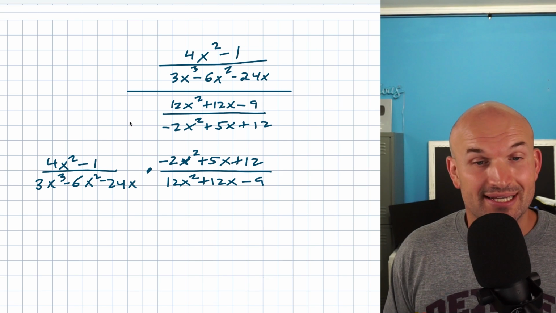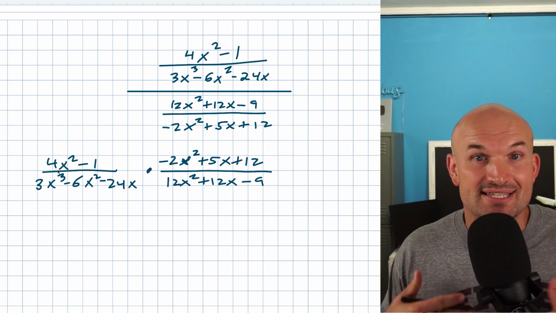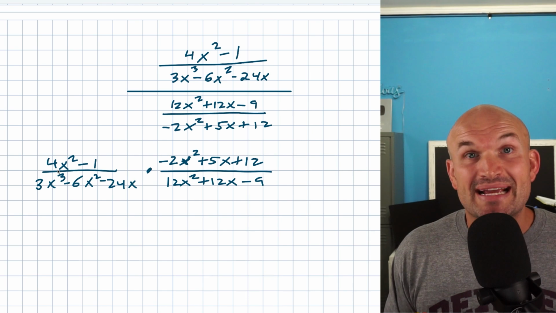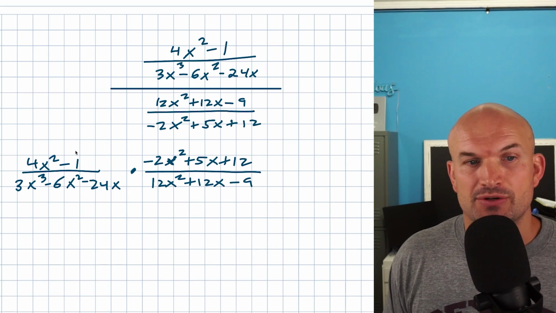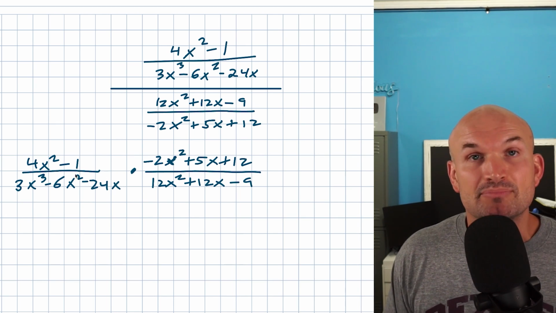Okay, but recognize we cannot simplify anything out. It doesn't matter what's the same in the numerator or the denominator. Only our main terms are separated by multiplication, so we need to factor this out. So what I'm actually going to do is take each and every one of these expressions and completely factor them.